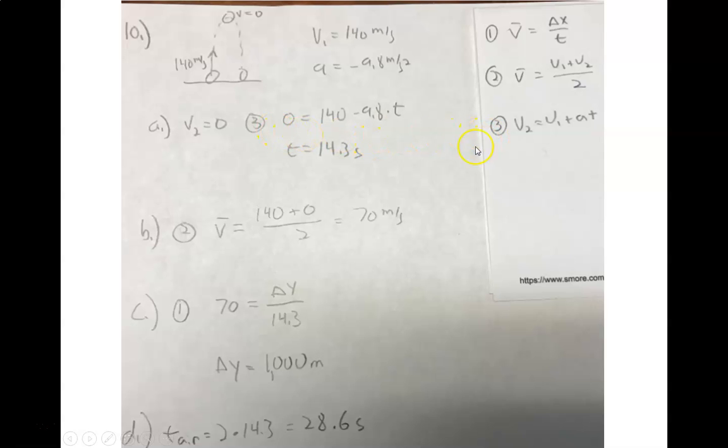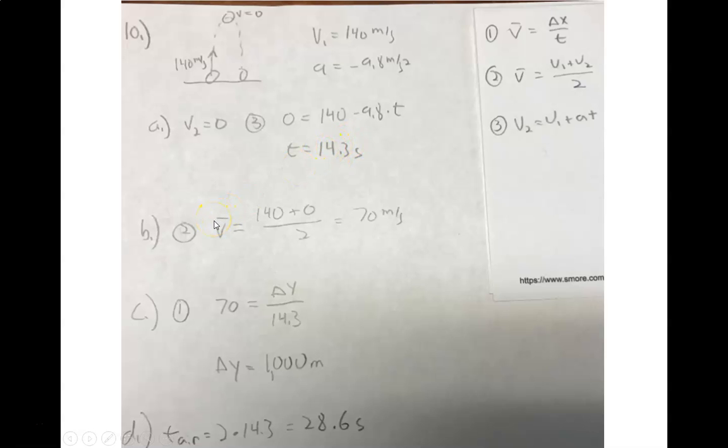We're starting out with equation 3. That seems to be pretty common. V2, which is 0, because our final velocity here is 0. Our initial is 140. We're starting and ending our picture here, ignoring this side right here. So V2 equals V1 plus AT, and you solve and you get 14.3 seconds. That's your time to reach the highest point.